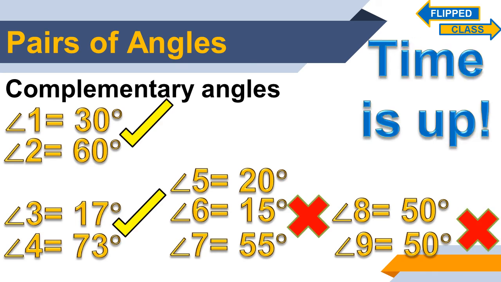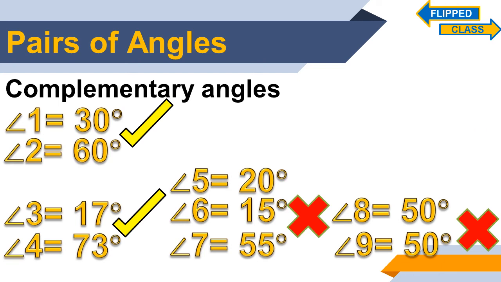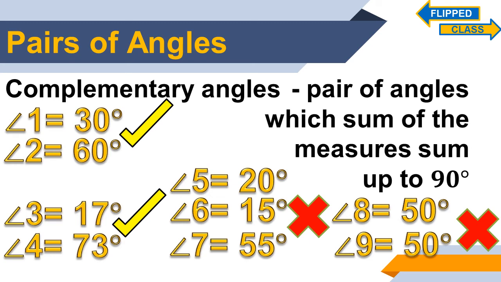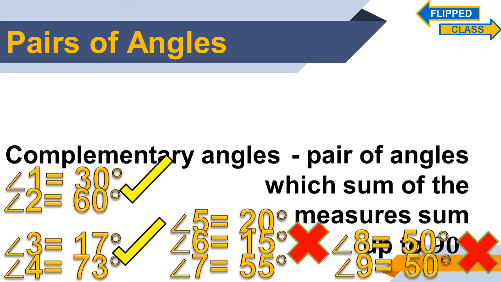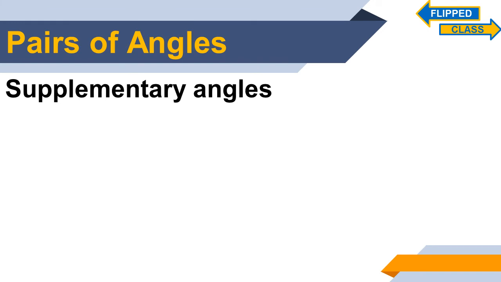Time is up. What do you think complementary angles are? Look at the first two pairs. Very good. Complementary angles must be a pair of angles that sum up to 90 degrees. 5, 6, and 7 sum up to 90, but there are 3 of them. 8 and 9, there are only 2, but do not add to 90.